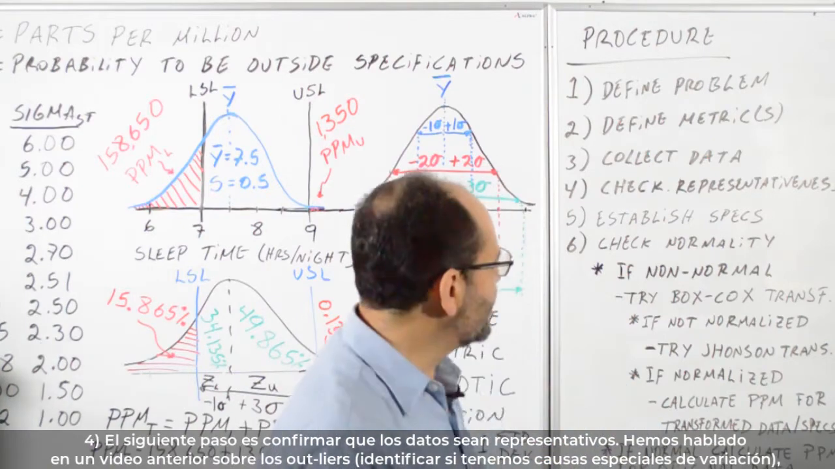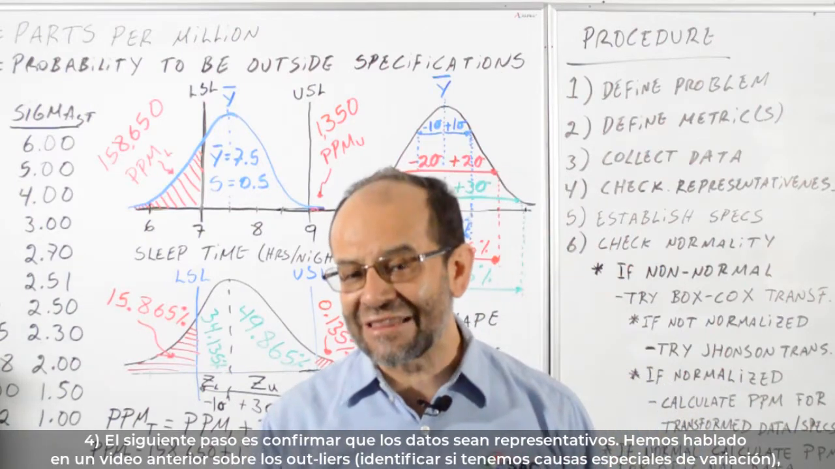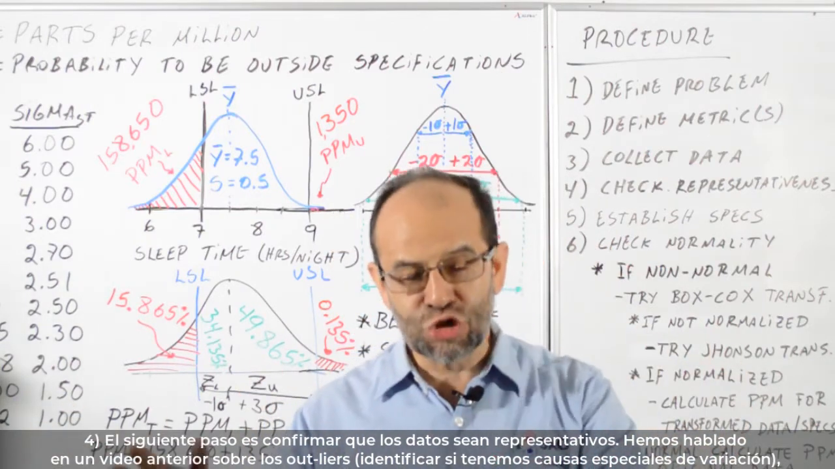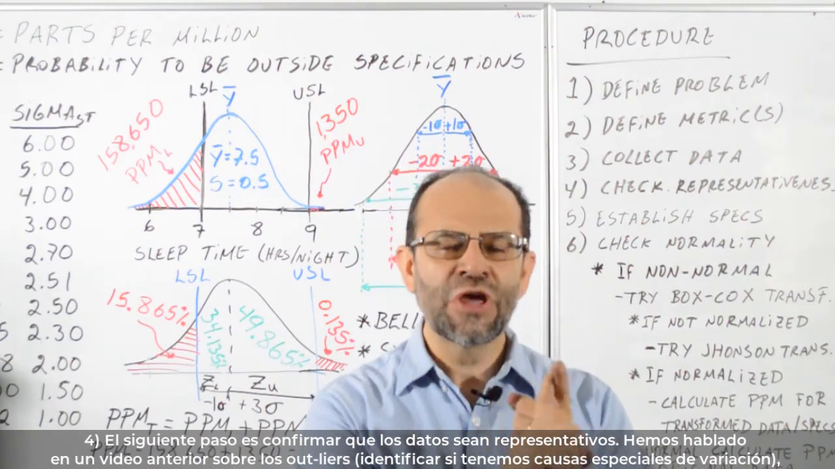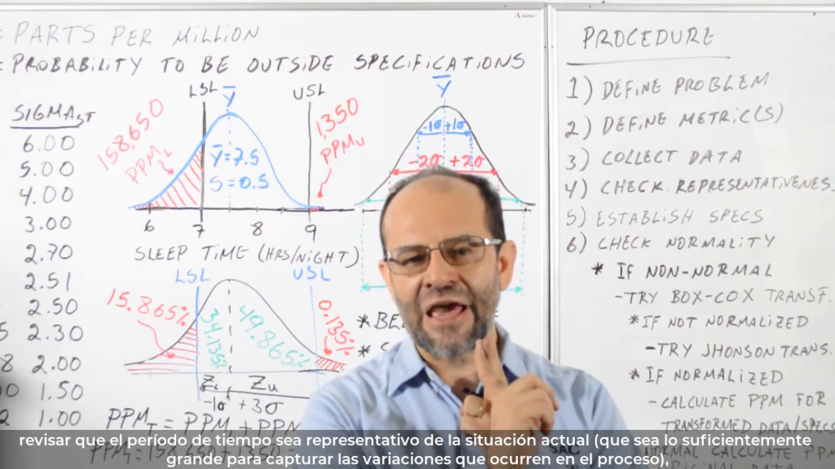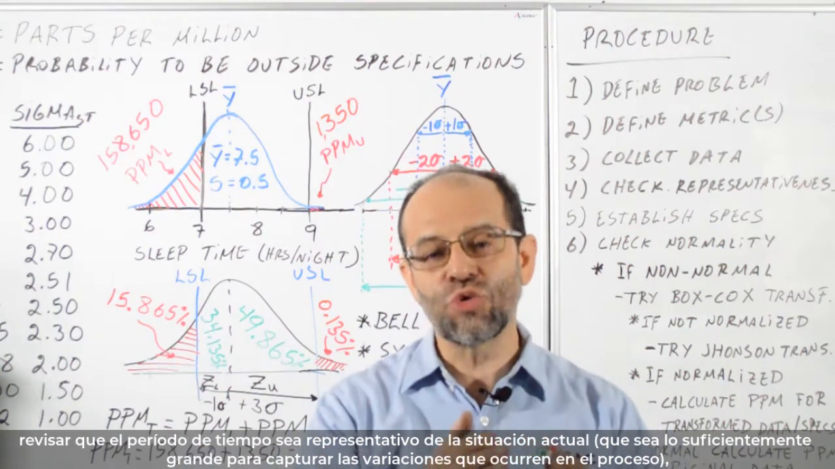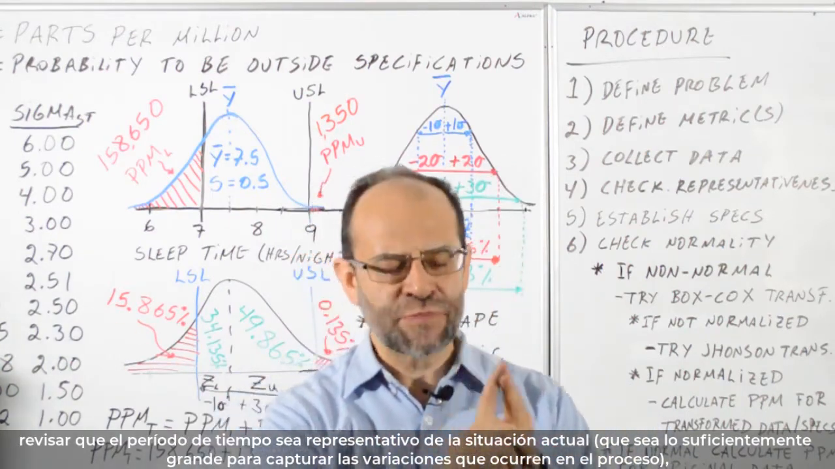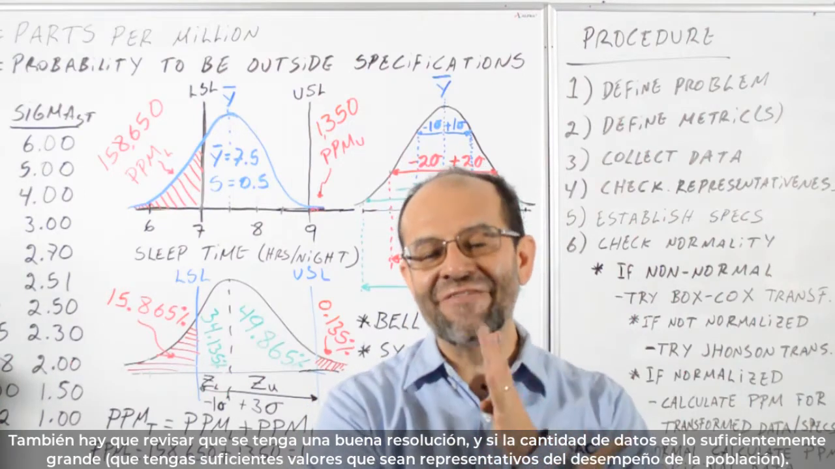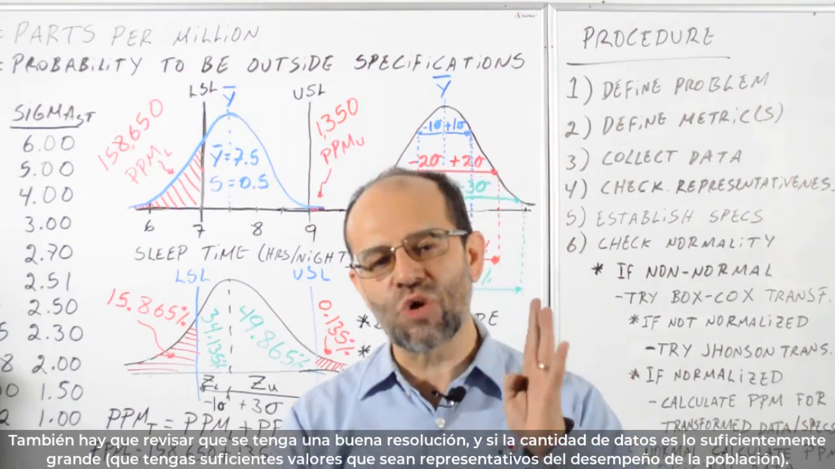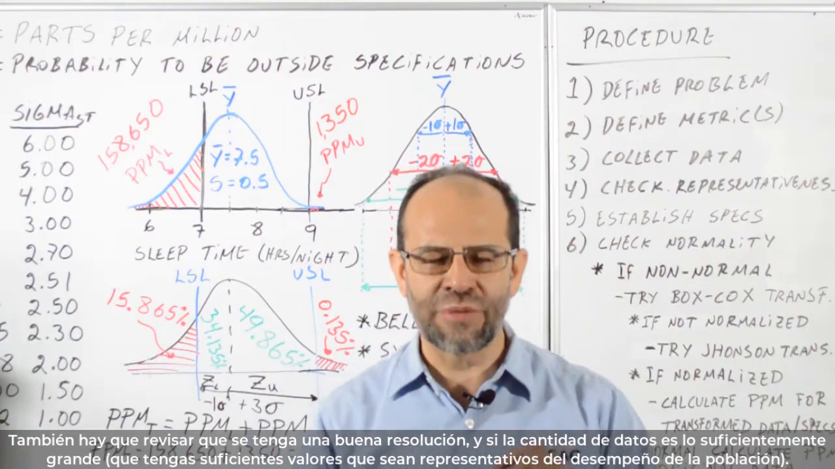Once that you have done that, the next step is to check if your data are representative. We have talked in a previous video about outliers to identify if you are having special causes of variation. You also can check if the period of time is representative of the current situation, big enough to capture all the variations that happen in the process. Also, you have to check if you are having good resolution and if the amount of data is big enough, if you are having enough values to be representative of the performance of the population.